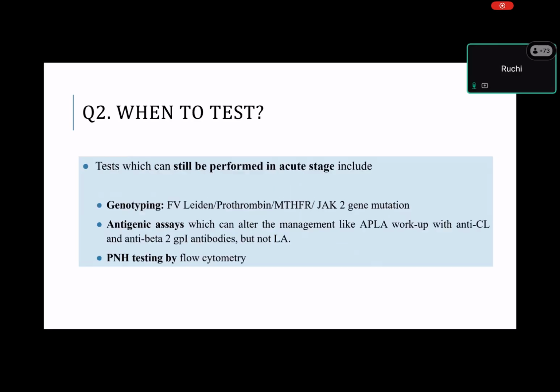Right? But there are some tests which can still be performed in the acute stage, like any kind of genetic testing. So factor V Leiden mutation, prothrombin gene mutation, MTHFR gene mutation, JAK2 gene mutation, even PNH testing, and antigenic assays like anticardiolipin and anti-beta-2 glycoprotein, if we are suspecting APLA, these we can do during the acute event. But even in APLA workup we will not test for lupus anticoagulant.